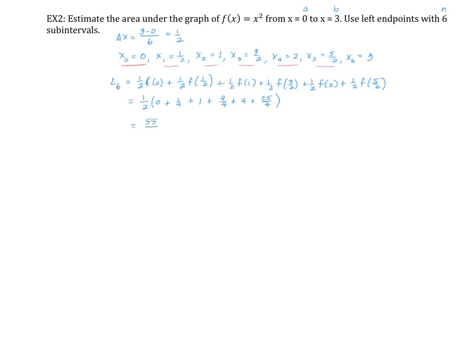I actually did the math instead of plugging this into my calculator. And then it's actually not an approximation if I write it in decimal form, because it's exactly 6.875. So that would be the approximate area between the function x squared and the x-axis from 0 to 3.